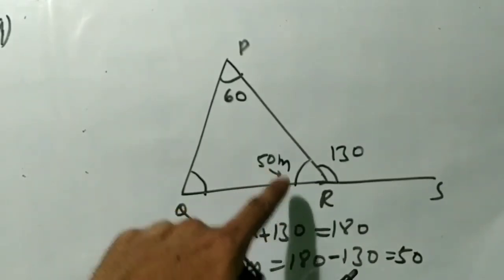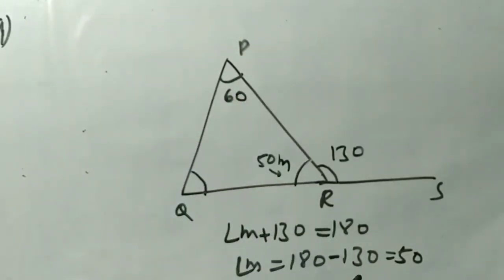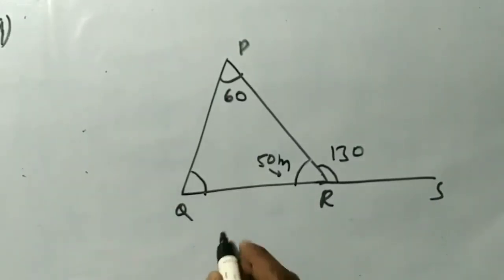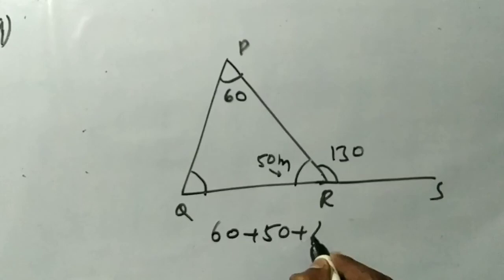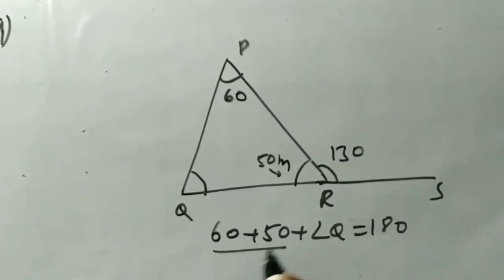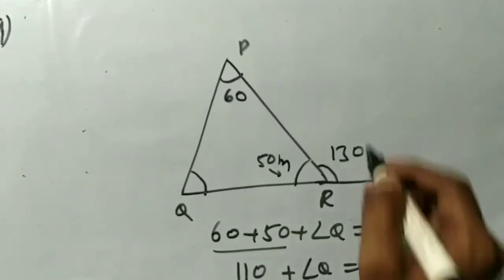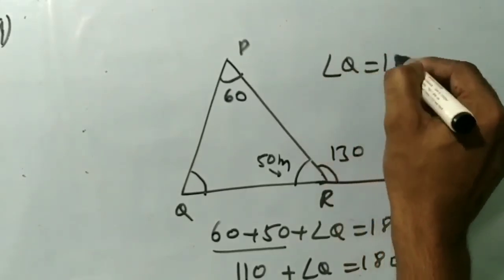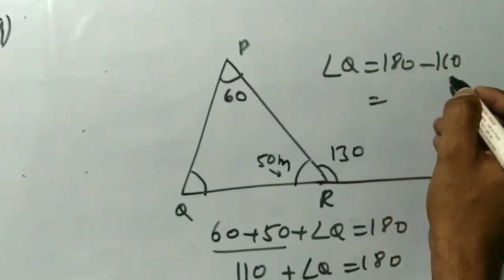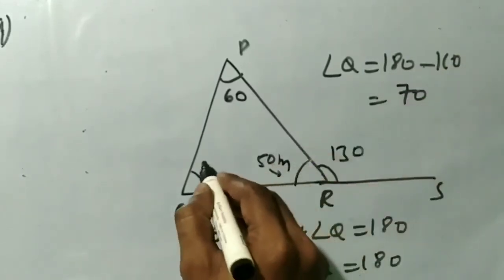Then the summation of the three interior angles of a triangle is equal to 180. So 60 plus 50 plus angle Q is equal to 180. Then this becomes 110. Angle Q is equal to 180 minus 110, which is 70. That is this one, 70.